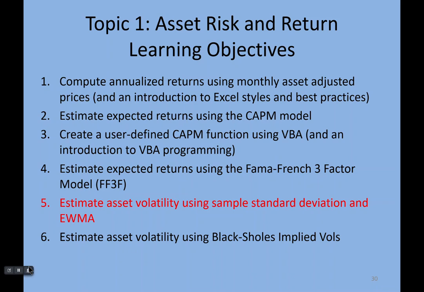Advanced Financial Modeling, Topic 1, Asset Risk and Return. Learning Objective 5. In this one, we're going to estimate asset volatility using sample standard deviation and EWMA volatility, exponentially weighted moving average.